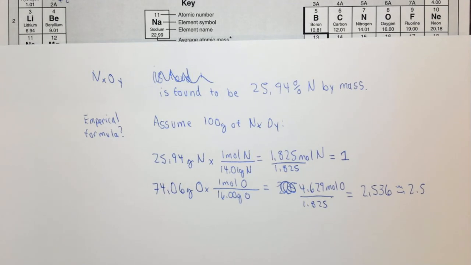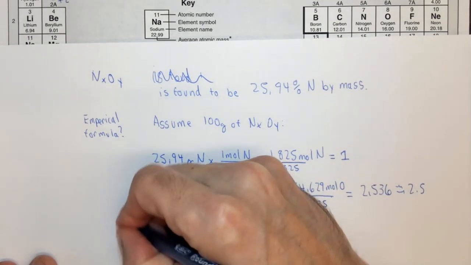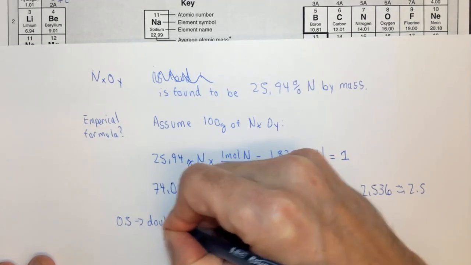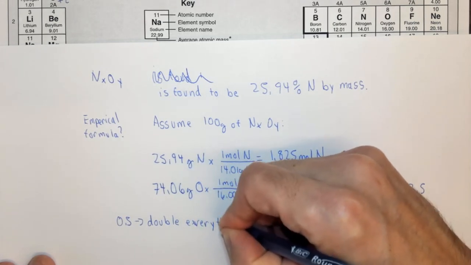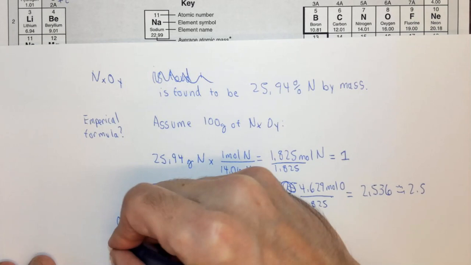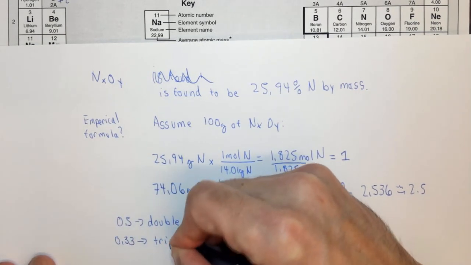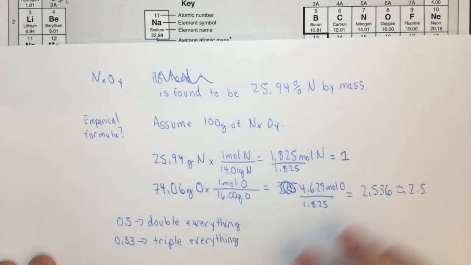Well, that doesn't make any sense because you can't have a half of a nitrogen. If your decimal is 0.5, you should double everything because it fixes the problem. If your decimal is 0.33, you should triple everything because it fixes the problem. And let me show you how that works. So you double or triple everything.